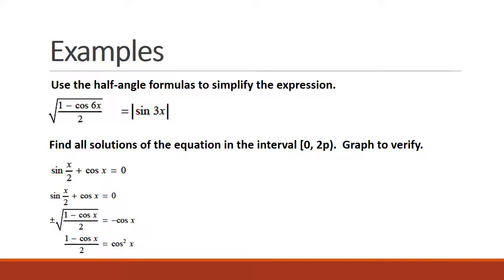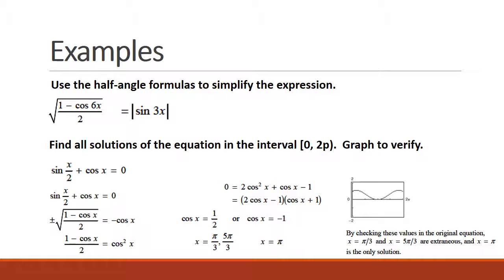So we replace sine of x over 2 with plus or minus the square root of (1 minus cosine x) over 2, and that equals negative cosine x. Then we square both sides, set it equal to 0, get everything on one side. Well, multiply by 2 first, and then set it all equal to 0. Factor it out and find your solutions.